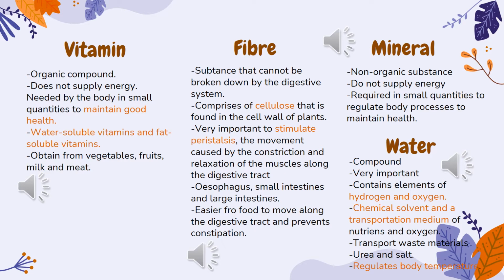Fiber is a substance that cannot be broken down by the digestive system. Fiber comprises cellulose that is found in the cell wall of plants. Fiber is very important to stimulate peristalsis, that is, the movement caused by the constriction and relaxation of the muscles along the digestive tract, such as esophagus, small intestine, and large intestine. This makes it easier for food to move along the digestive tract and prevents constipation.